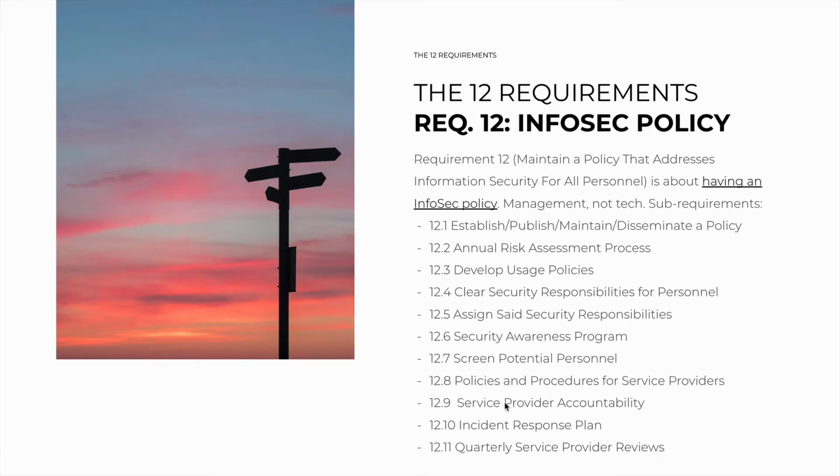12.9 is a direct segue to that point. If you are a service provider, you must provide this confirmation of safeguarding their card data to your clients in writing. 12.10 is about having an incident response plan. In case of a breach, what happens? Not only having it, but testing it every year.